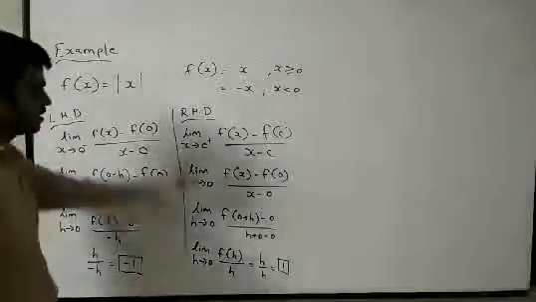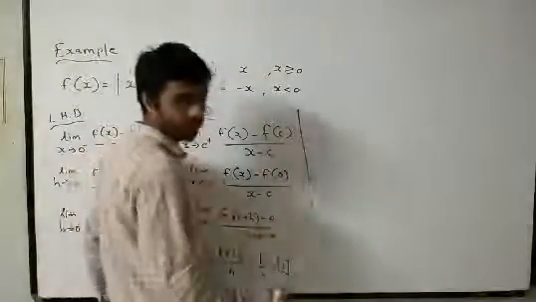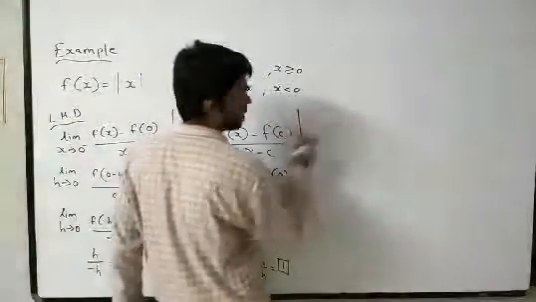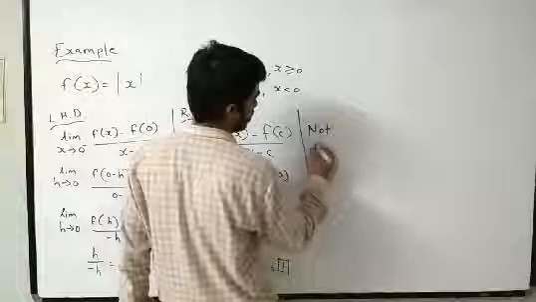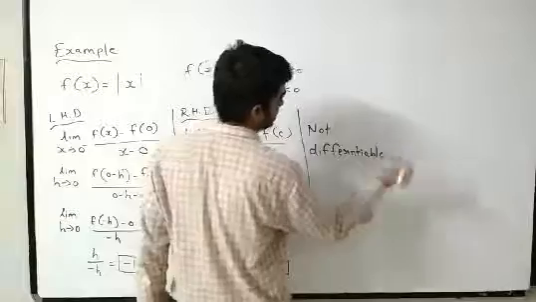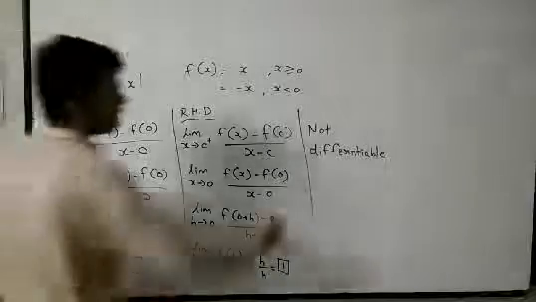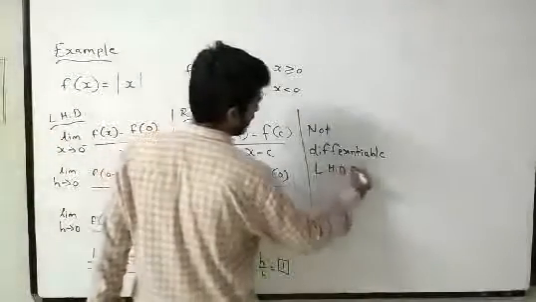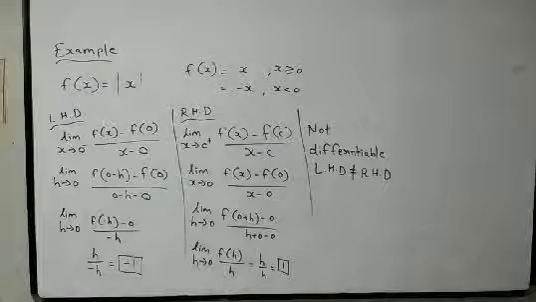Whenever the left hand limit is not equal to the right hand limit, then that particular function's left hand derivative is not equal to the right hand derivative, so that particular function is not differentiable. It is not differentiable. Why is it not differentiable? Because the left hand derivative is not equal to the right hand derivative. Clear? I hope everything is visible to you.